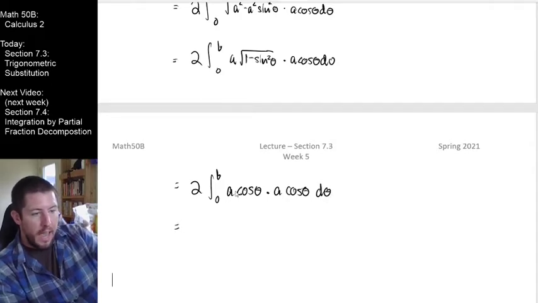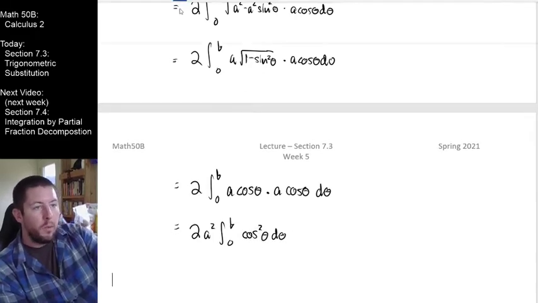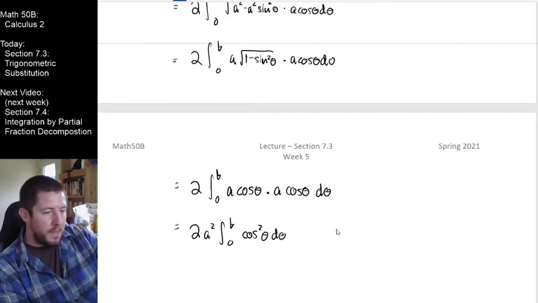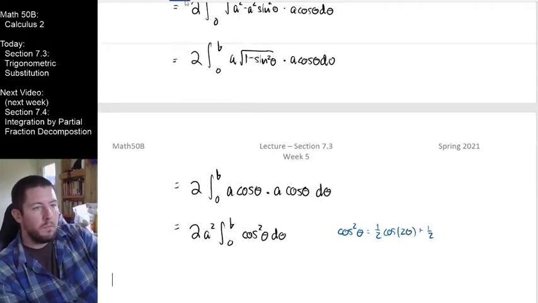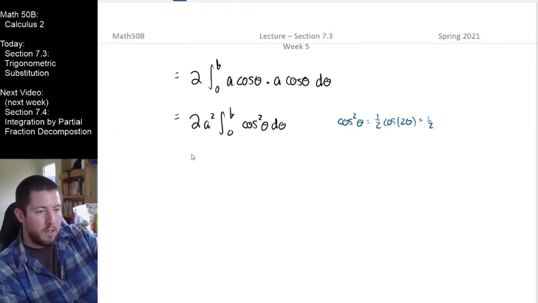Well, it looks like a times a is a squared. It's just a constant, so I'll pull it out front. Cosine times cosine is cosine squared. Oh my gosh, we're back here with cosine squared. We keep on seeing this one, keeps coming up. Cosine squared of theta is 1/2 cosine 2 theta plus 1/2. Let's go ahead and make our appropriate substitution here to continue solving.